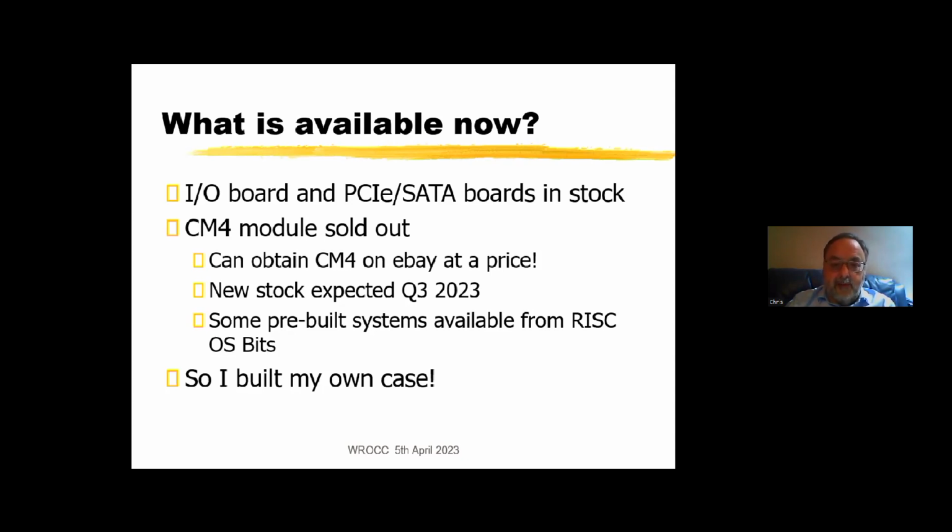RISC OS Bits have got some pre-built systems available. They'd obviously got hold of some Compute Modules 4 before they disappeared from sale. So I was fortunate in that in 2020, beginning of 2021, I had 2 I/O boards and 3 Compute Module 4 modules while they were actually available. And they took a month or so to arrive even then. But I wasn't able to do very much with them with RISC OS.